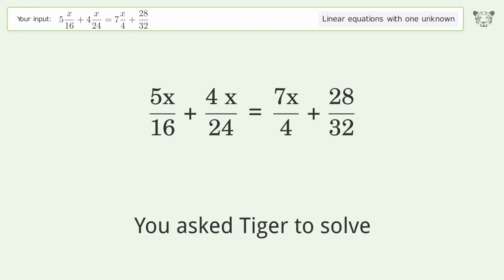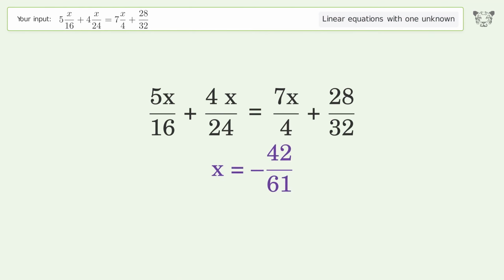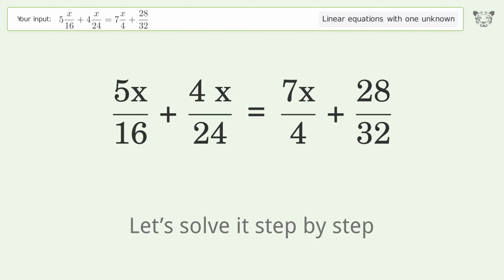You ask Tiger to solve. This deals with linear equations with one unknown. The final result is x equals -42/61. Let's solve it step by step.